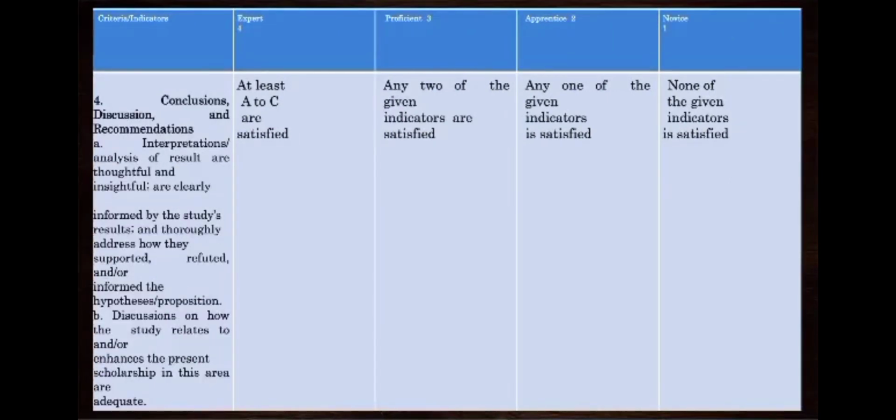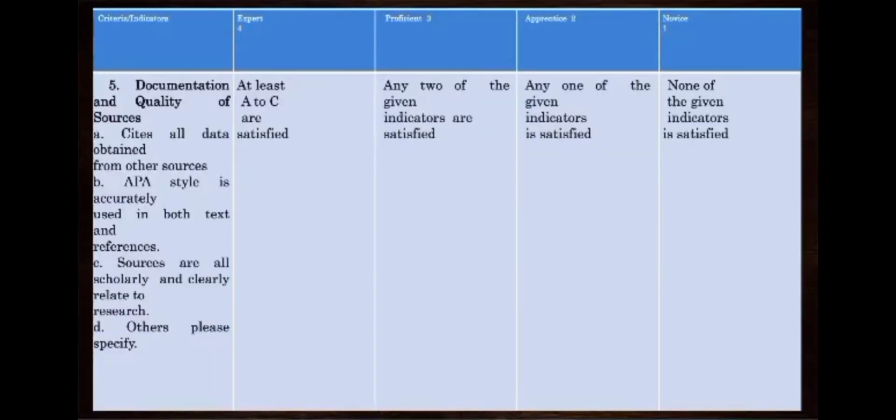And the fourth one is conclusions, discussion, and recommendations. Letter A is interpretations, analysis of results are thoughtful and insightful, are clearly informed by the study's results, and thoroughly address how they supported, refuted, and or informed the hypothesis or proposition. Letter B, discussions on how the study relates to and or enhances the present scholarship in this area are adequate. Letter C, suggestions for further research in this area are insightful and thoughtful. Letter D, others, please specify.